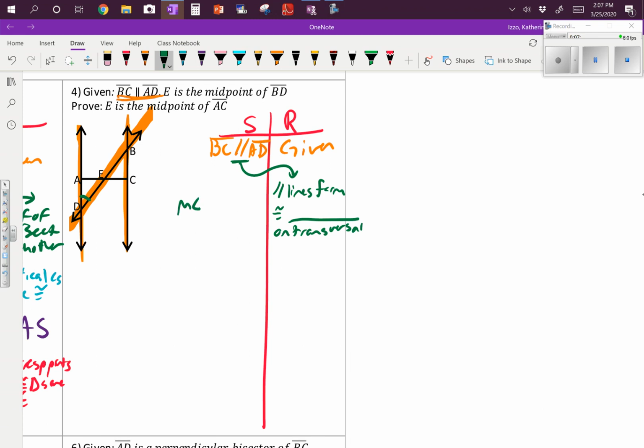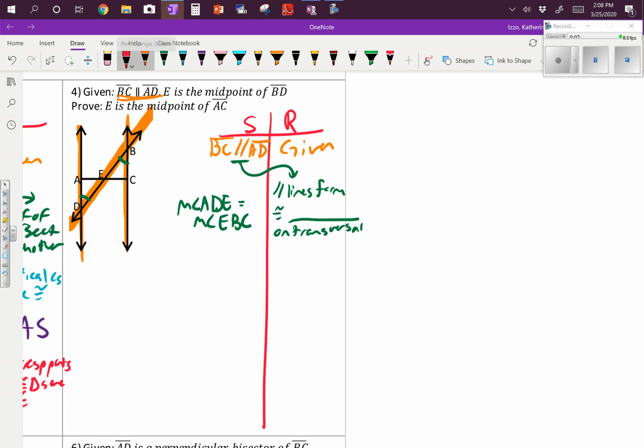So measure angle ADE equals orange. The orange in my other triangle is going to be up here. So measure angle EBC. Okay, so we've got parallel lines, we've got a nice pair of angles going on here.